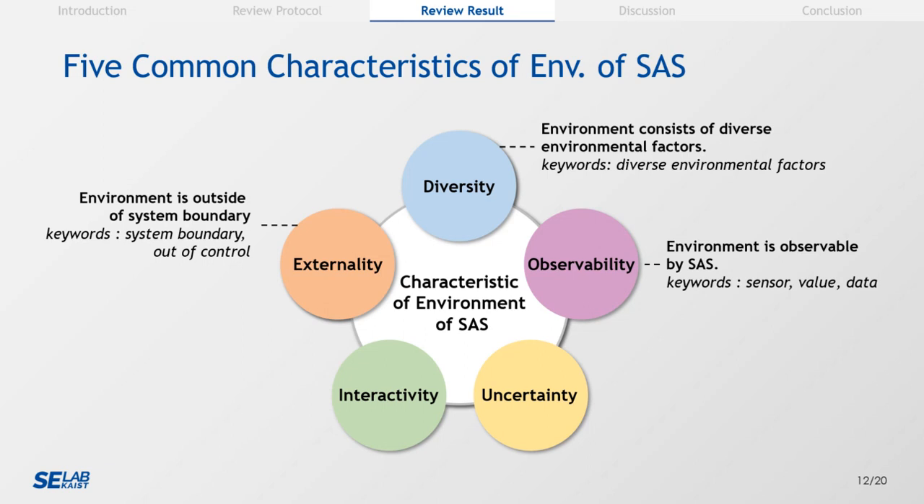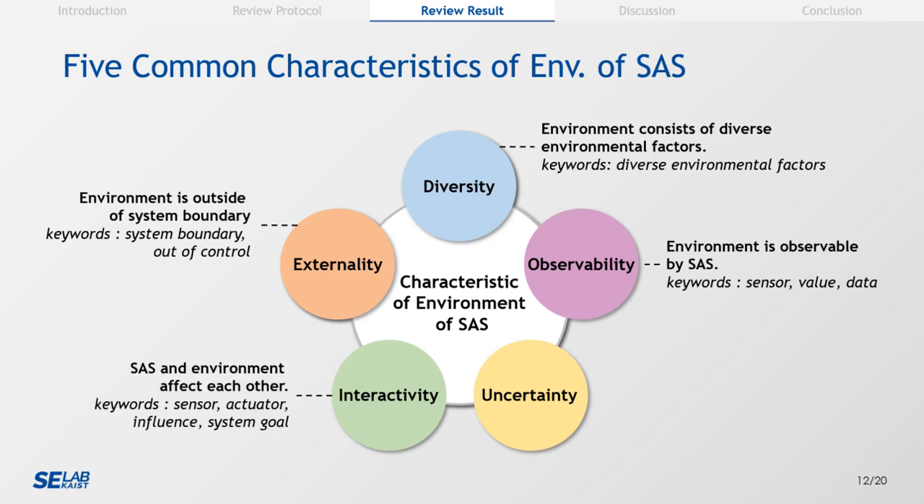Third one is observability. Only observable external factors are regarded as an environmental factor. Only if the system can observe the environmental factor can it be a target of adaptation engineering. We cannot guarantee a self-adaptive system can be adaptive to an external factor that is not observable.